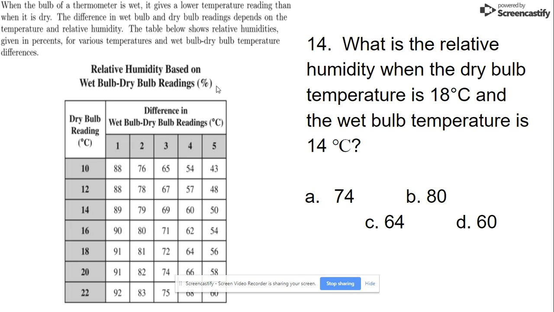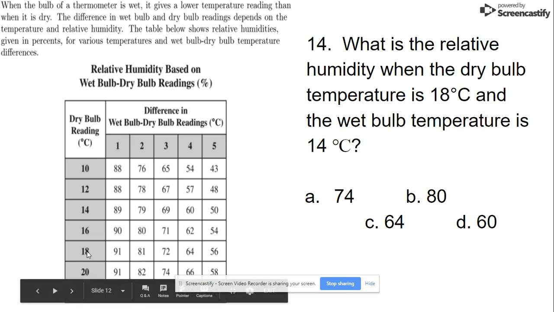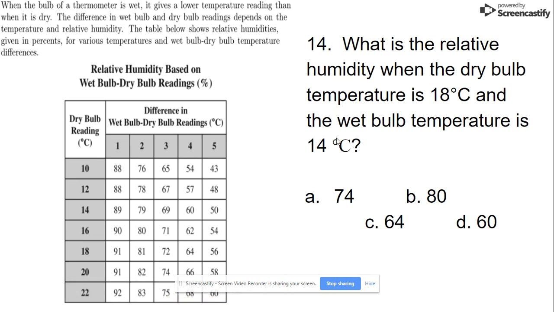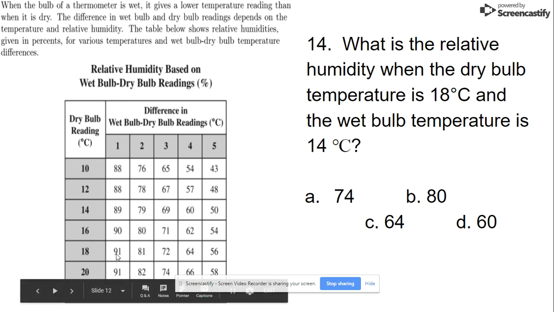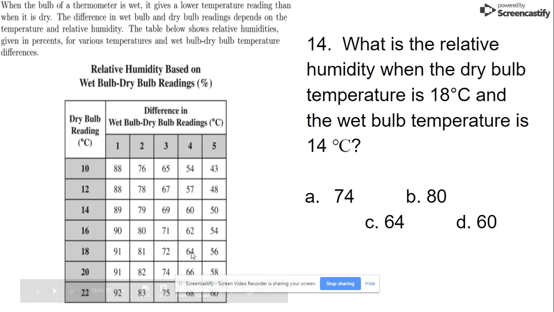What is the relative humidity when the dry bulb temperature is 18 and the wet bulb temperature is 14? Dry bulb temperature reading says that it is 18. So when you find 18, this is the difference in wet bulb and dry bulb. 18 minus 14 equals 4. So you go to the dry bulb temperature and go over to 4. 4 says 64, which would be the relative humidity.